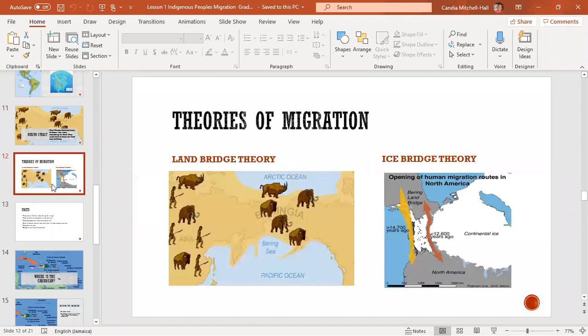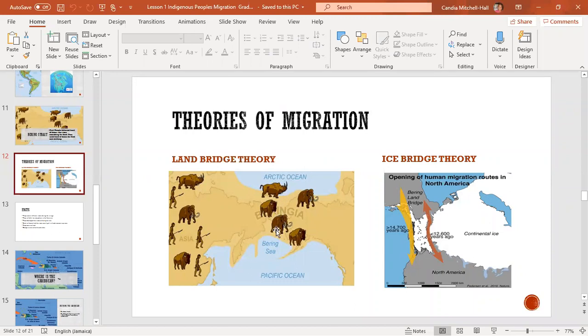There are two theories out there, ladies, and you would have both mentioned it. There are two theories about what the Bering Strait was like: the land bridge theory and the ice bridge theory.